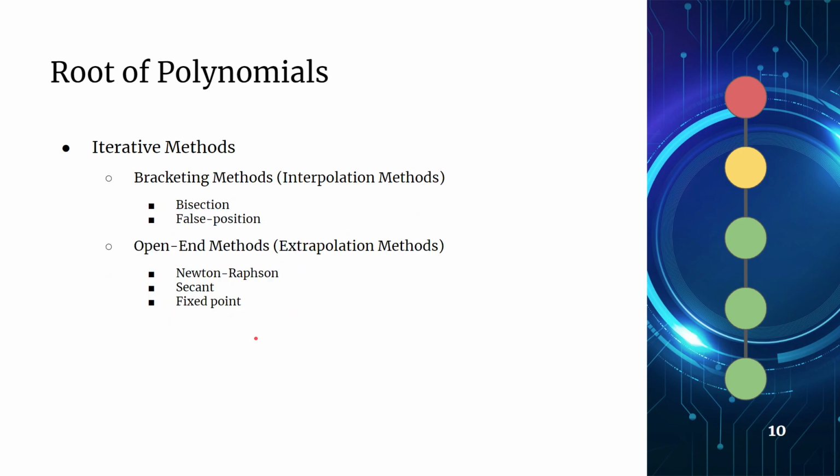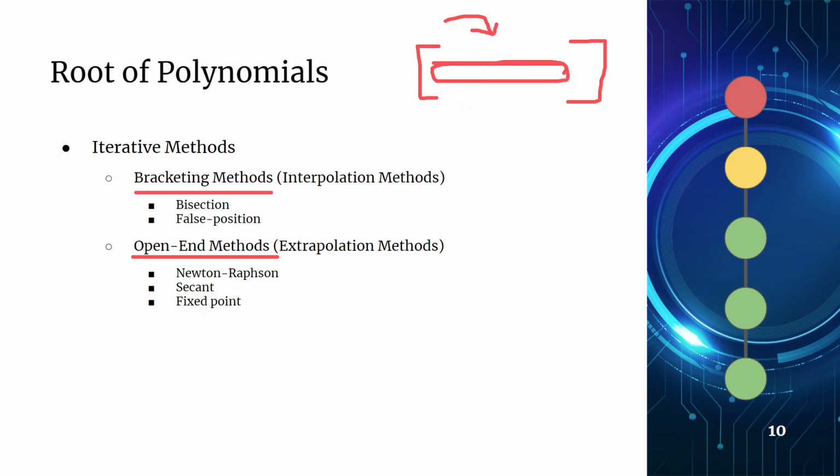In the iterative method, it is first of all divided into two parts. One is the bracketing method and the other is the open-end method. What is a bracketing method? Let me explain. In a bracketing method, we first have to define a range, and we must ensure that the answer is within the range, and we will search in this space to find the solution or the root of the polynomial. Whereas the open-end method is just as the name says, it's open.